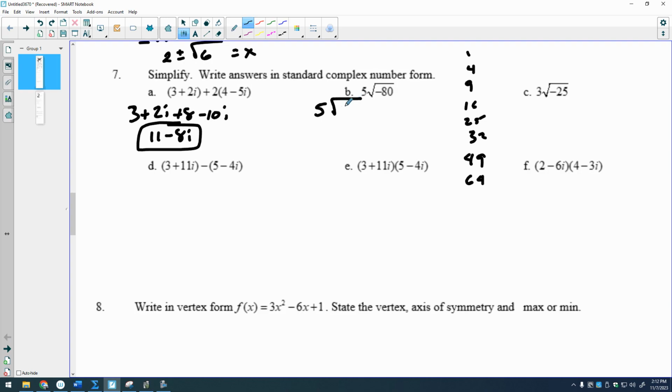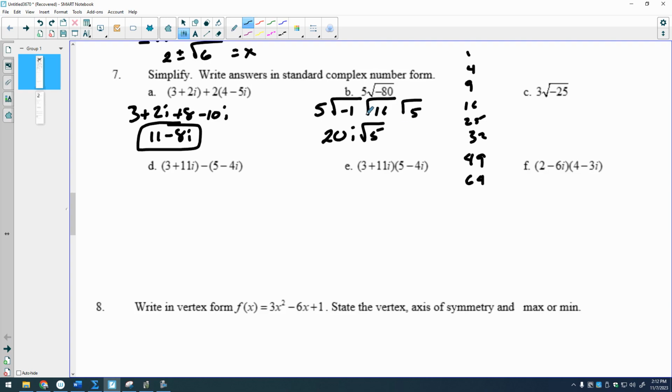So I'm going to break the square root of negative 80 into a negative 1, a 16, and a 5, because 5 times 16 is 80. Square root of negative 1 is i. Square root of 16 is 4, and 4 times 5 is 20. Square root of negative 1 is i. Square root of 5 is some decimal, so I leave it alone.